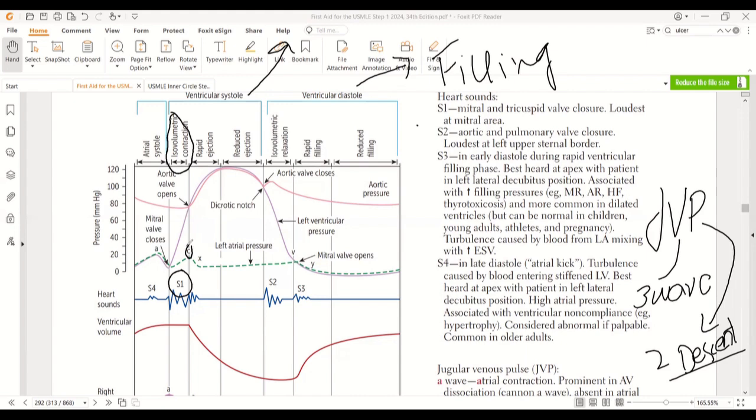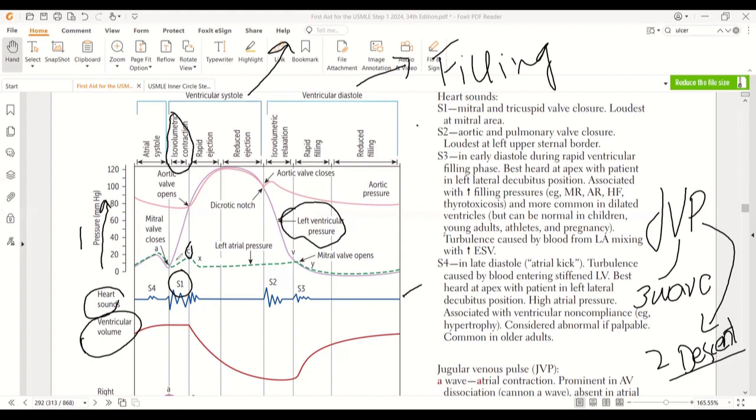Okay. So after the isovolumetric contraction comes rapid ejection. Here, again on the y-axis is the pressure, and on the x-axis is the time, right? This line shows the heart sound. This shows the ventricle volume, and this is the pressure, mainly the left ventricle pressure.